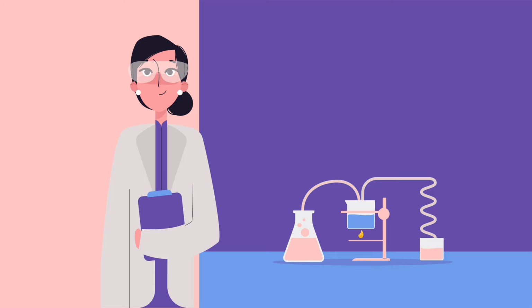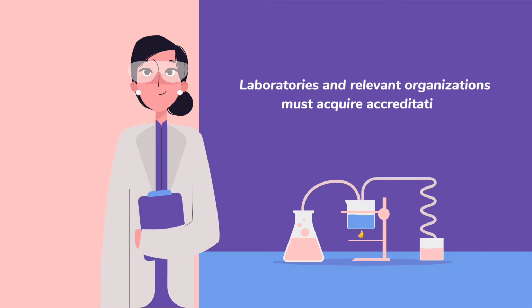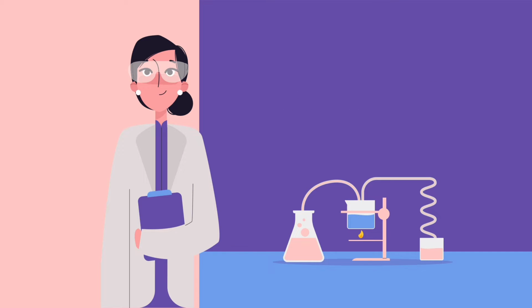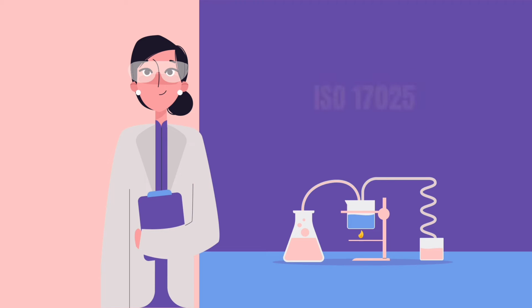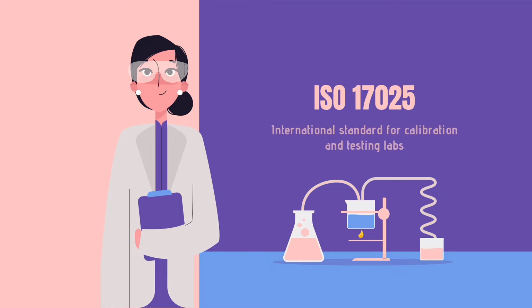In order to be considered technically competent, laboratories and relevant organizations must acquire accreditation to assure their clients of their precision, accuracy, and repeatability of results. Hence, ISO 17025 is introduced as the international standard for calibration and testing used by most laboratories in most countries. This laboratory accreditation is the criteria to demonstrate the technical competence to carry out specific test methods including sampling, producing valid calibration data, test results, and operating an effective quality system.